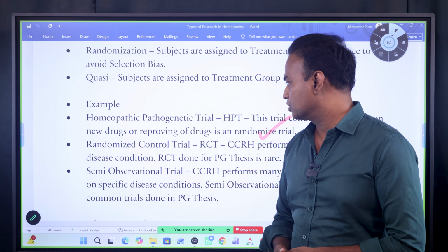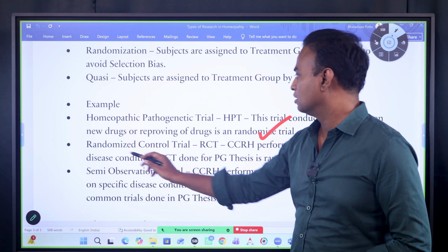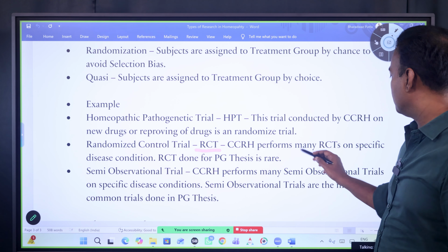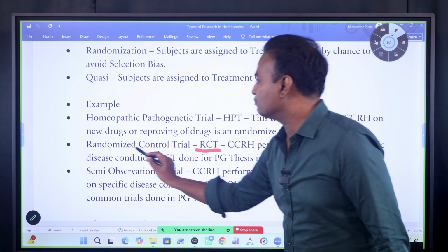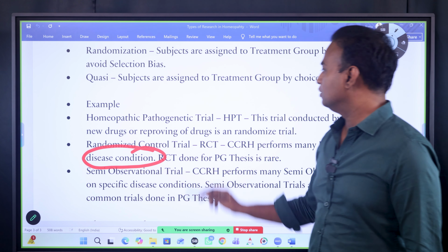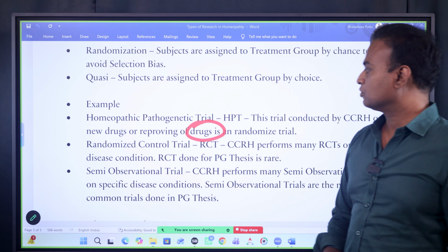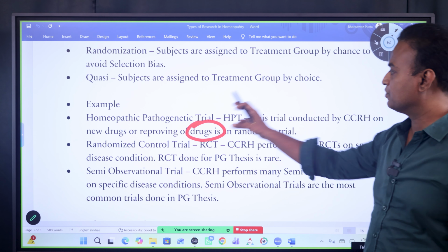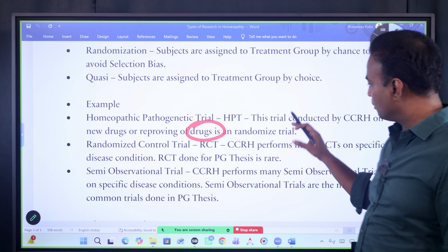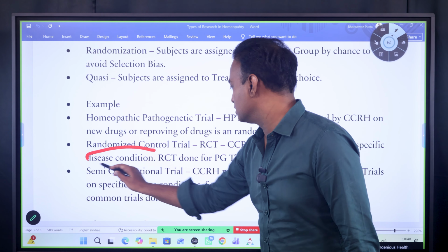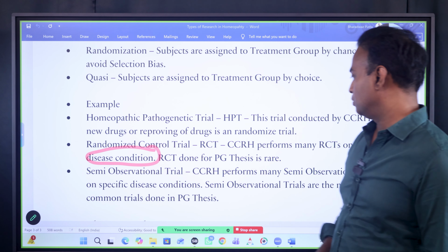And the other type of research conducted by CCRH is the randomized control trial. This is known as RCT. CCRH performs RCTs on specific disease conditions. Here you can see drug. This is on specific drugs. The homeopathic pathogenetic trial is a randomized trial on a specific drug. A randomized control trial performed by the Central Council for Research in Homeopathy is on a specific disease condition. It is a randomized control trial.